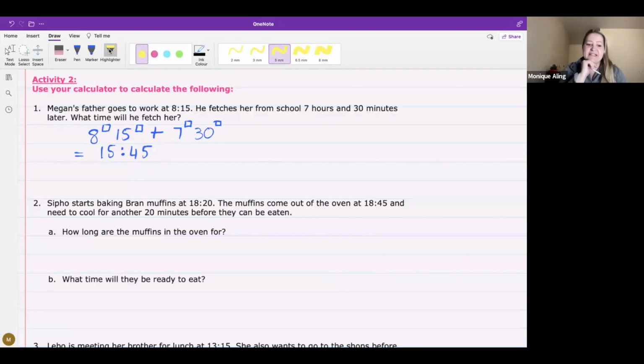So just quickly, Sipho starts baking bran muffins at 18:20. The muffins come out of the oven at 18:45. Okay, so the starting time, end time of the oven. The muffins also need to cool for another 20 minutes before they can be eaten. So for 2A, ask, how long are the muffins in the oven for?